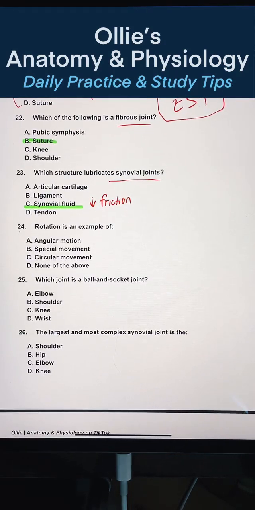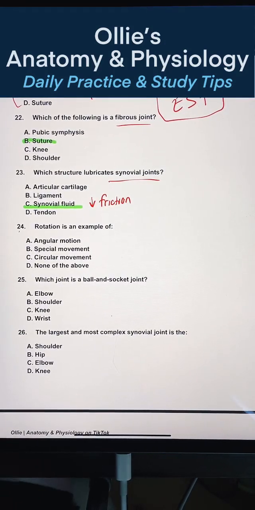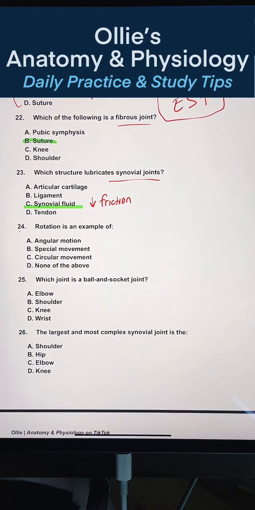And then rotation is an example of what? Rotation is an example of what type of movement that we see at joints? A, B, C, or D?